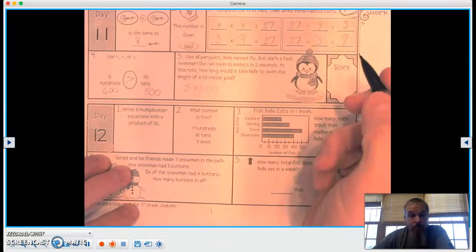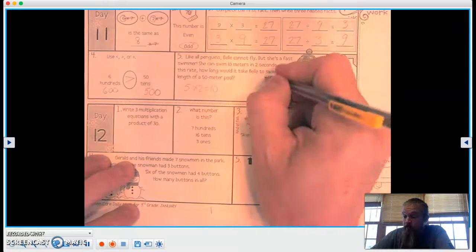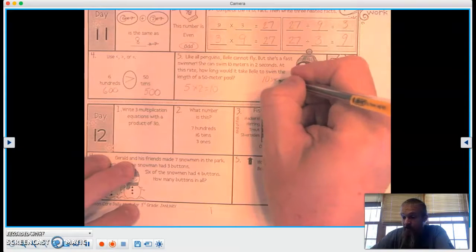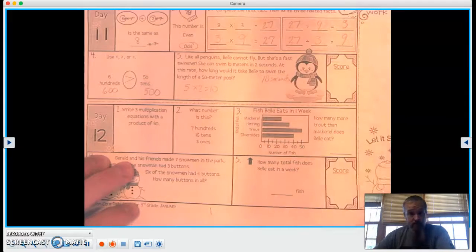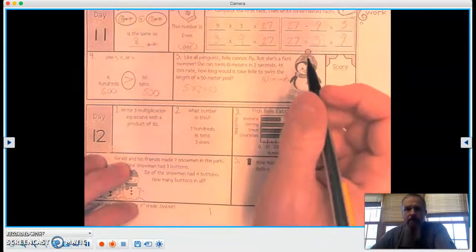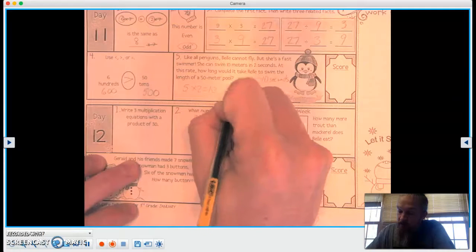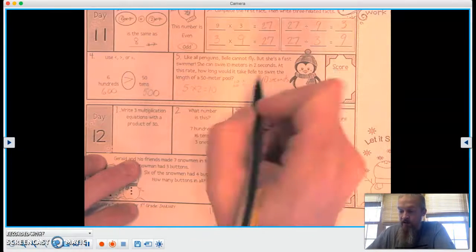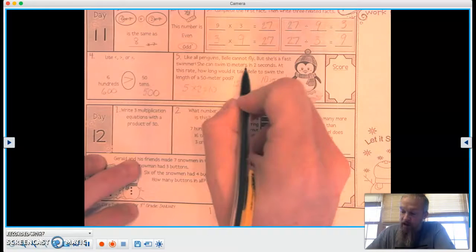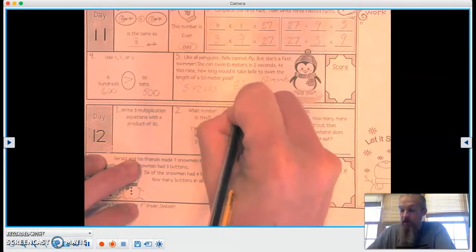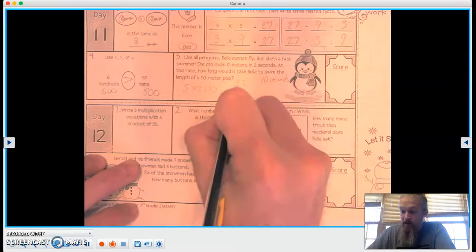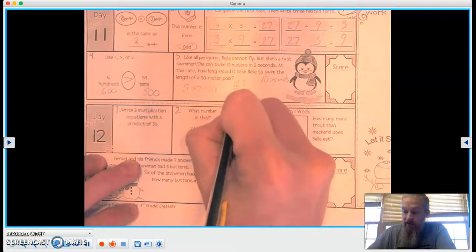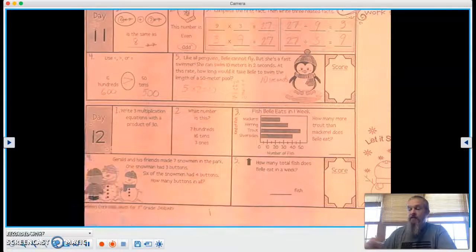So, how long would it take her? 10 seconds. Okay? Think of it as 10 meters in 2. Then we go 20 meters in 4 seconds. We do another 10, which would be 30 in 6, 40 in 8, 50 in 10.